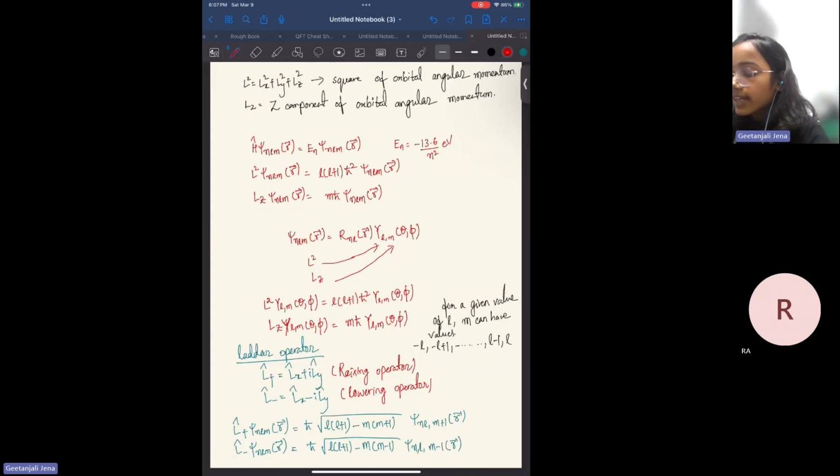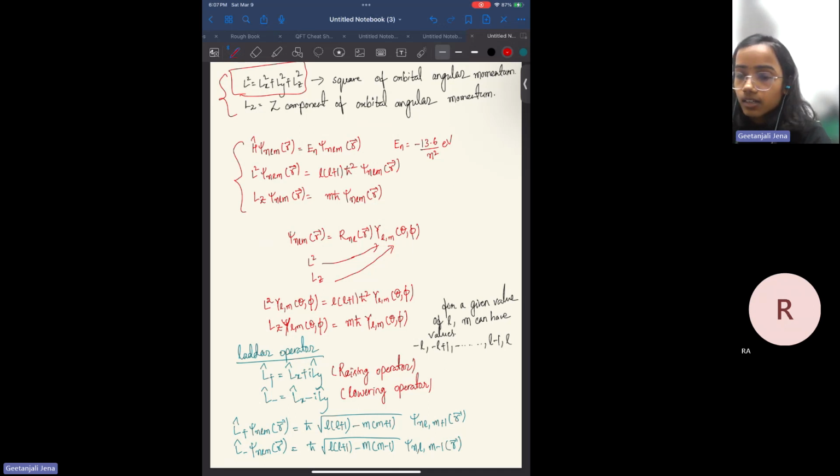L squared is the square of the orbital angular momentum, which is Lx squared plus Ly squared plus Lz squared, and Lz is the z component of the orbital angular momentum. This is the eigenvalue equation.